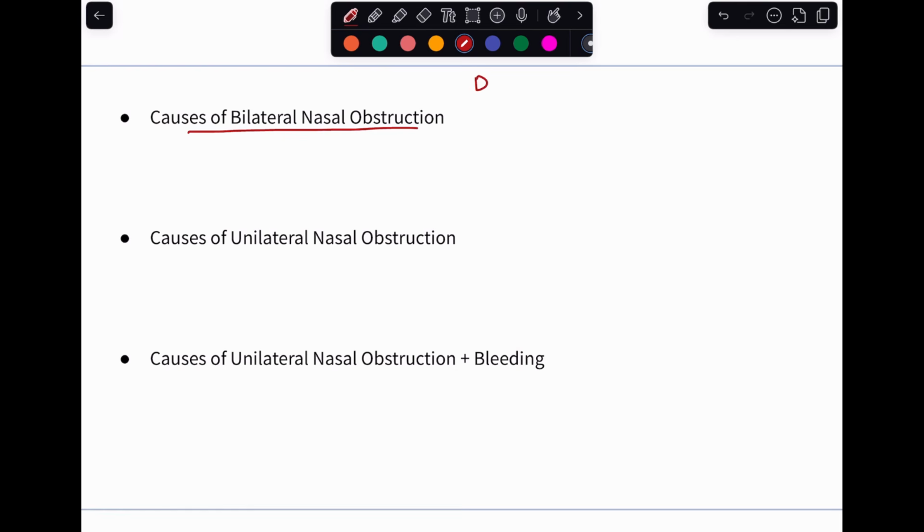So we have here DNS. Now, can you tell me in DNS, we usually the deviation is towards one side. What are some conditions in DNS where you can see bilateral nasal obstruction? There are two such cases. One is a DNS where we have a compensatory hypertrophied inferior turbinate on the opposite side. And second is when we have an S-shaped DNS. These are two conditions in DNS where we'll see a bilateral nasal obstruction.